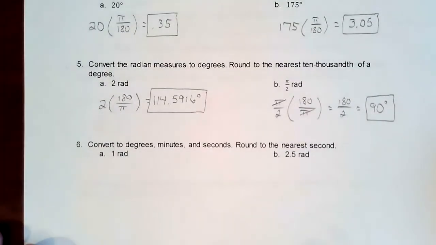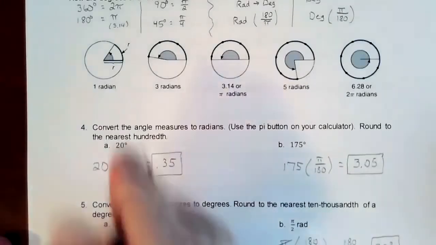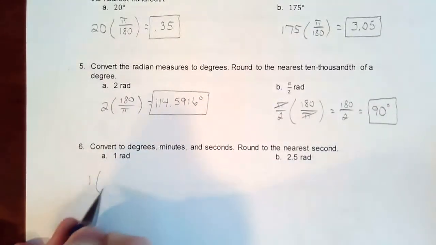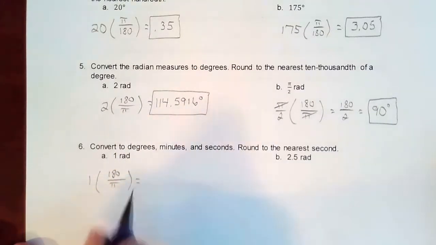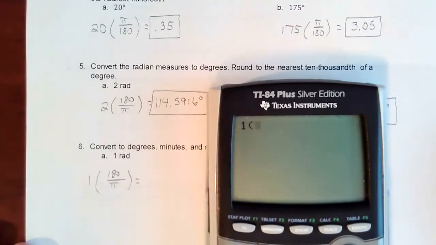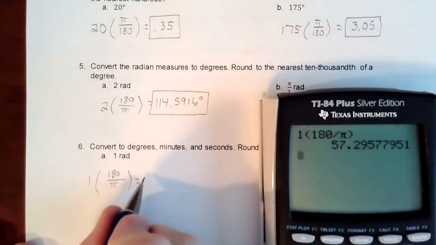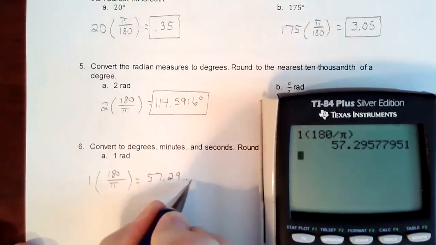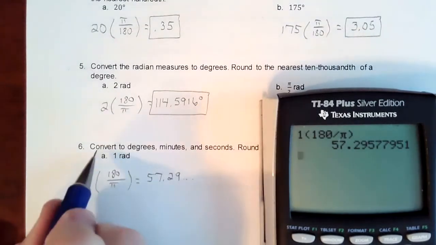All right, and then the last two is taking 1 radian, which is that right there, trying to figure out what its angle measurement is, and then we're going to convert it into degrees, minutes, and seconds. So it's 1 radian times 180 divided by pi, okay, and that's going to equal something. So 1 times 180 divided by pi. Okay, so 57.29, and I'm not going to lose any of the values, so 57.29, blah, blah, blah. And then I want to convert it into degrees, minutes, and seconds.